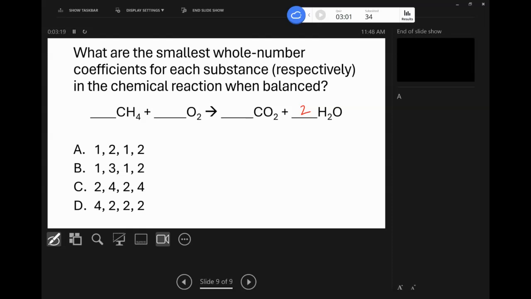And then looking back at oxygen now, we have a total of 4 oxygen atoms on the right and only 2 on the left, so we need a 2 there. So our coefficients, now we can double check everything is balanced. 1, 2, 1, 2. I have another one, but we don't have time for it, so we'll do that on Monday. Keep a lookout for the PowerPoint.